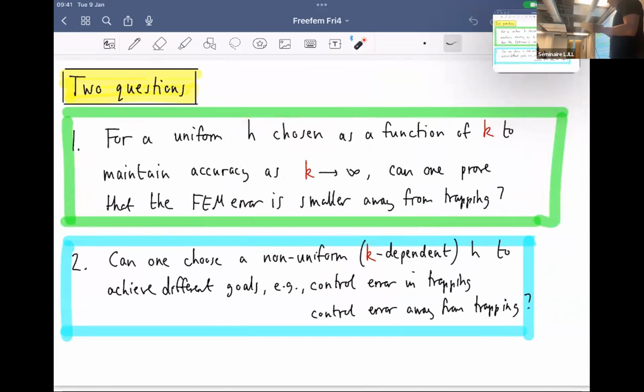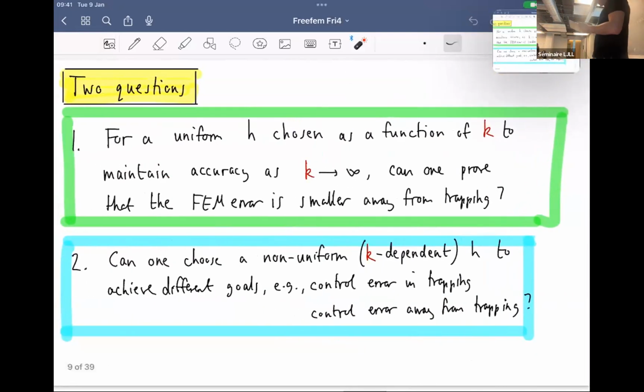the question, which is actually, well, can you choose a non-uniform H? Again, it has to depend on K, and then it opens up the question about, well, what goals do you want to achieve, right? So maybe you want to actually control the error inside the trapping, right? So then the question is, what's the minimum requirements on this non-uniform H to achieve that? But let's say you want to control the error away from the trapping. You don't care about making an error in that trapping region. What, again, are the minimal requirements on H to achieve that? And so in this talk, I'm going to present results that are going to answer both these questions, 1 and 2.